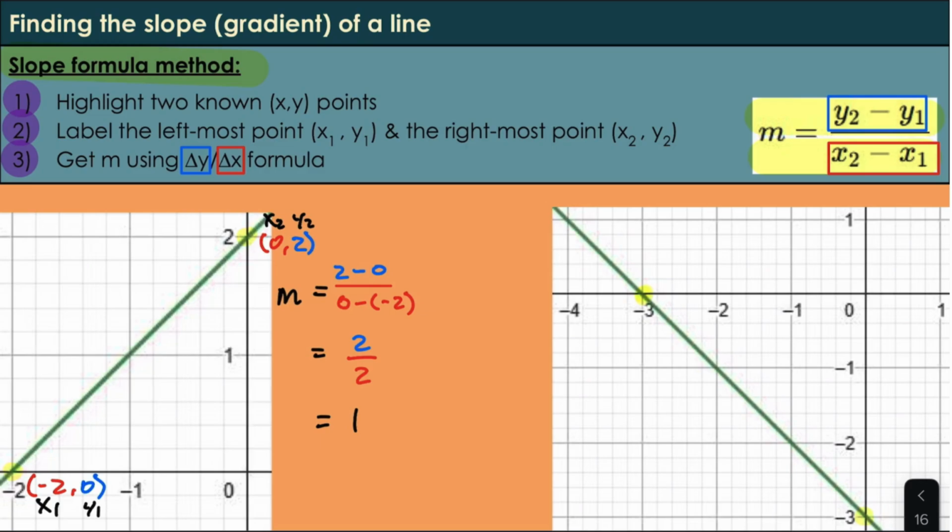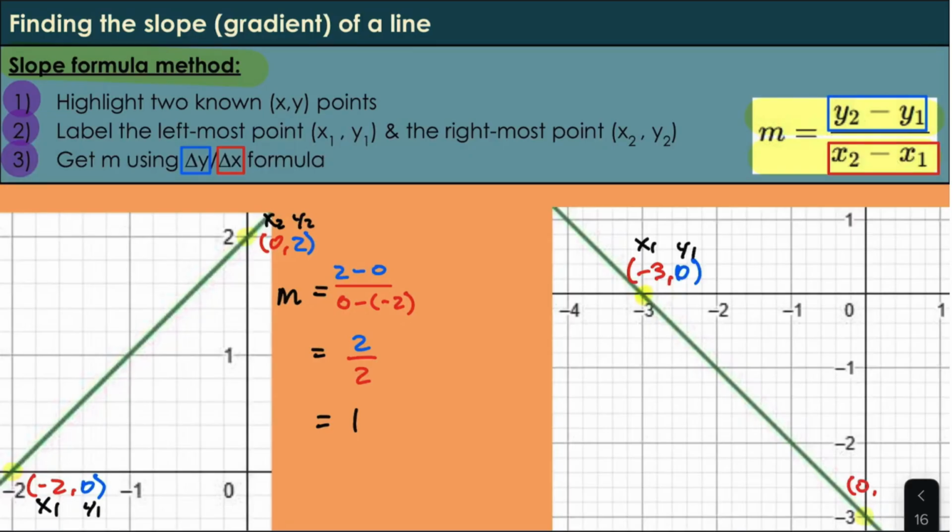Step 2, label the points. First point, x is -3. Our y value is 0. That is x1, y1. Our second point, x is 0 and y is -3. That point is x2, y2.